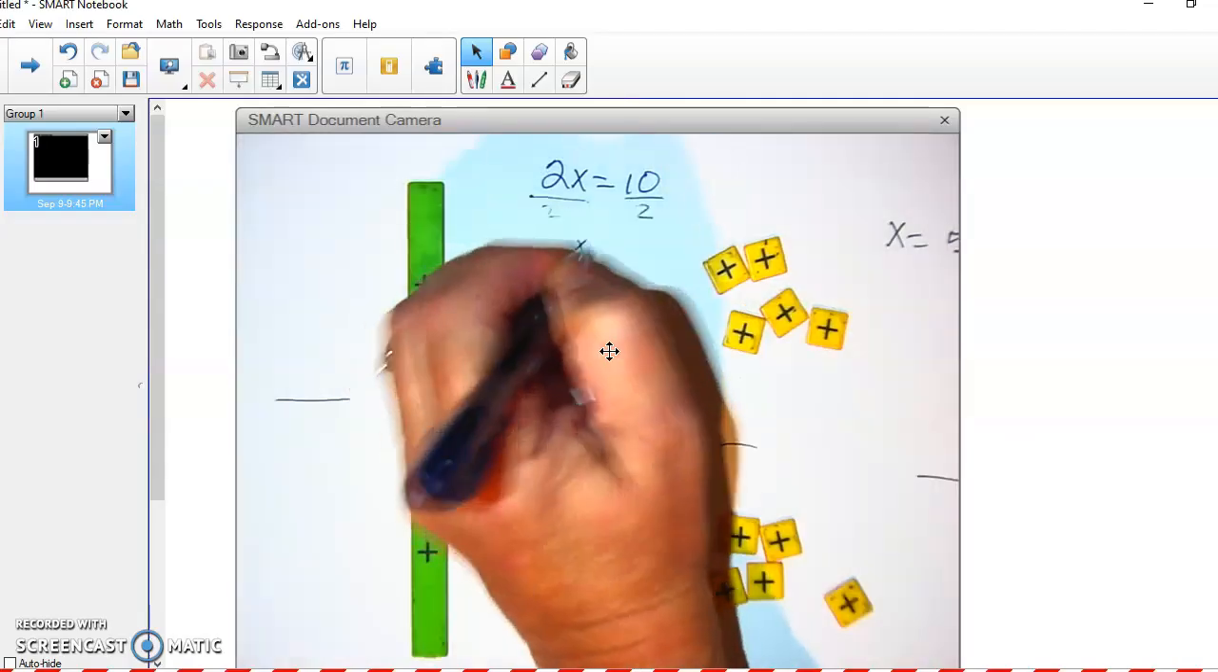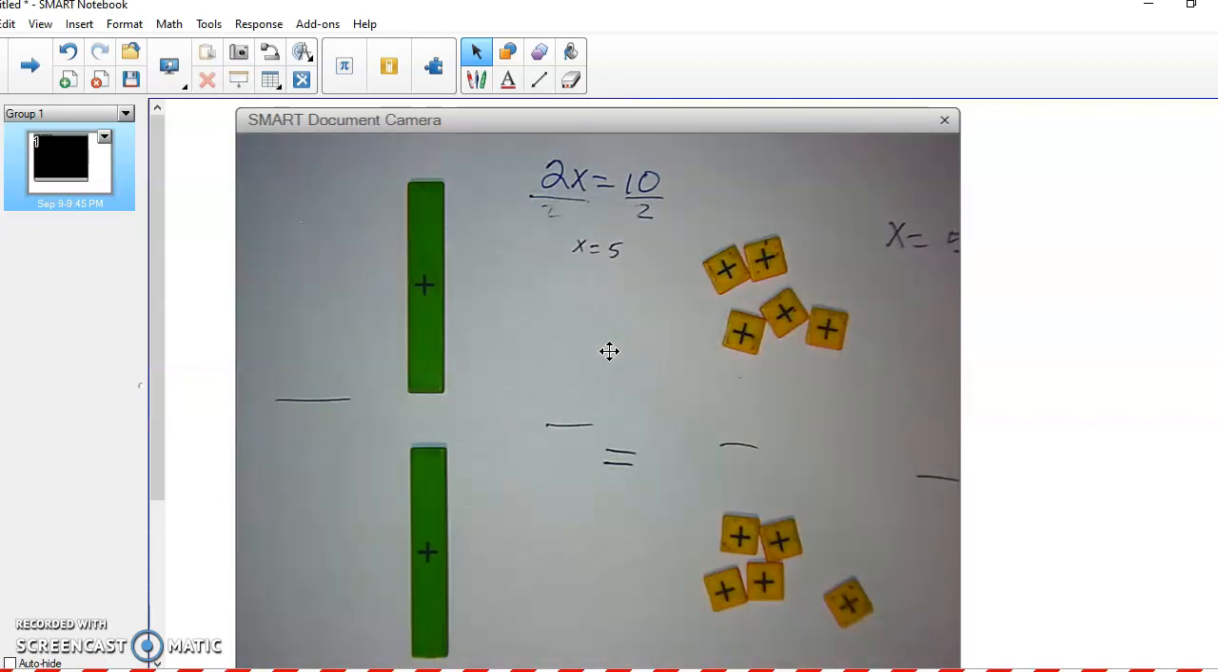So basically what you did was you divided both sides, and that's what you got.